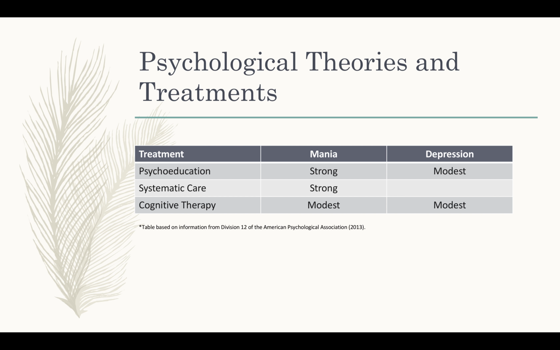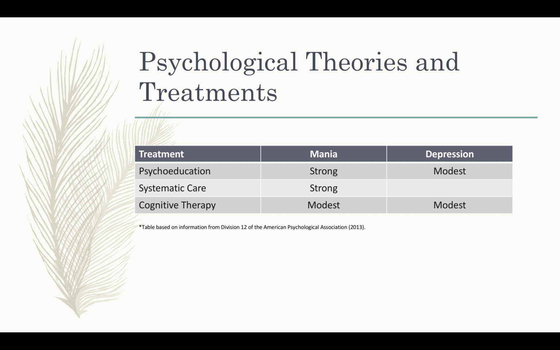With depression, it shows a modest outcome. Then systematic care. Systematic care is a form of treatment which involves the creation of a specific treatment plan or routine for patients, so there's ongoing access and frequent care for these folks. That has been shown to be a very effective outcome for manic episodes. And then cognitive therapy has modest effectiveness for both manic and depressive episodes.